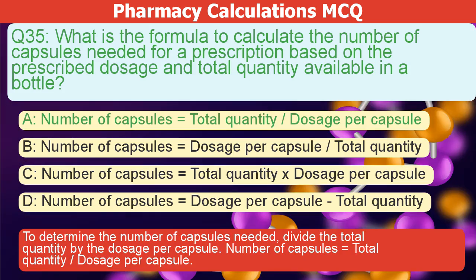The correct answer is A. To determine the number of capsules needed, divide the total quantity by the dosage per capsule. Number of capsules equals total quantity divided by dosage per capsule.